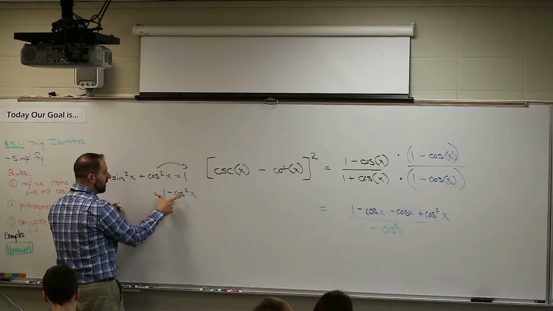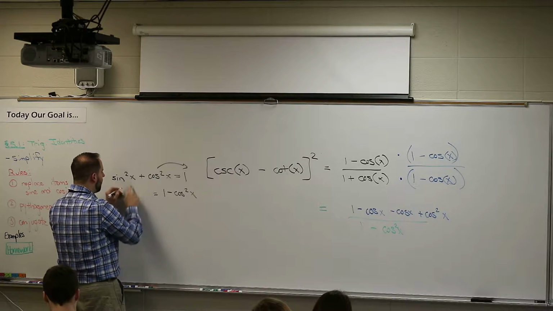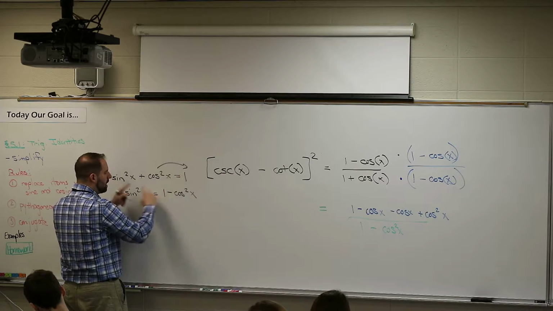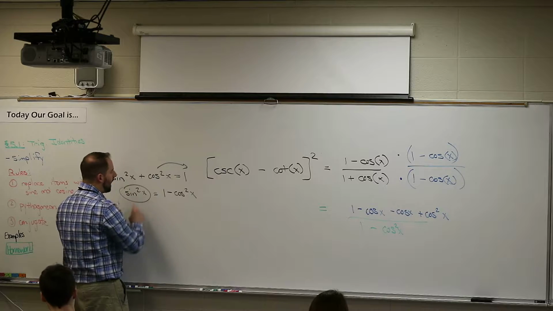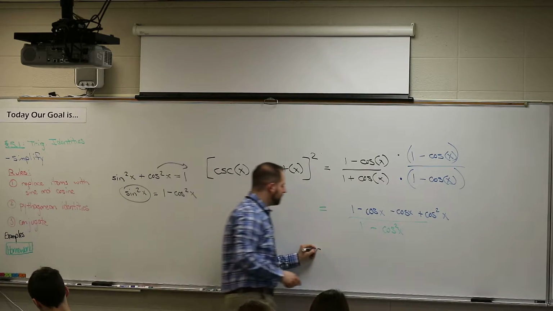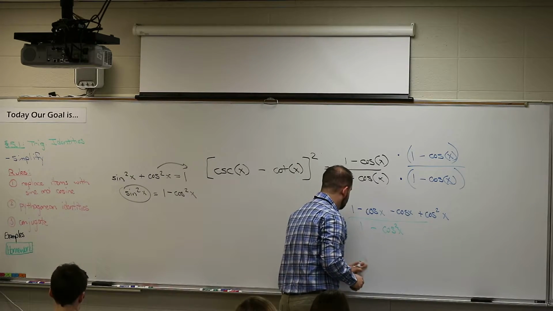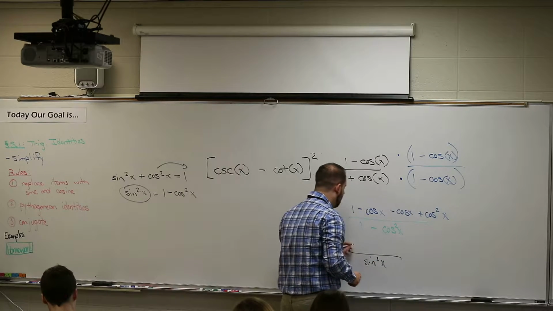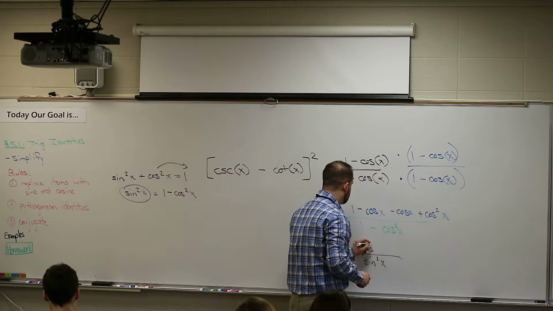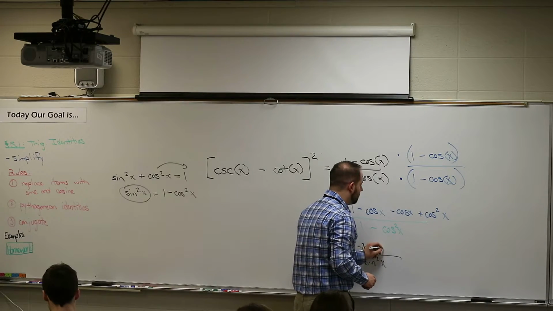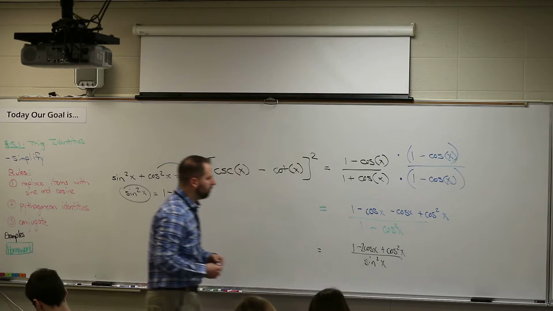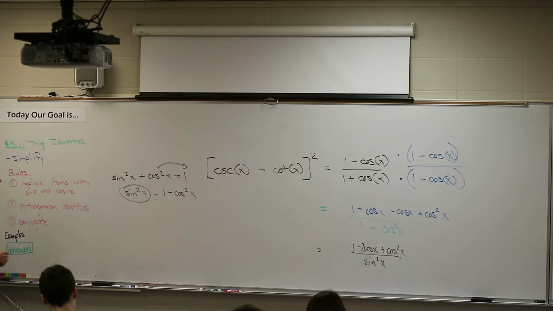So I can replace this item on the bottom of that denominator with sine squared. This is of equal value because I can manipulate this any way. So I'm going to replace that on the bottom of the denominator. So I have sine squared x, and on the top I have 1 minus 2 cosine x plus cosine squared. Okay. Any questions with what we have there so far?